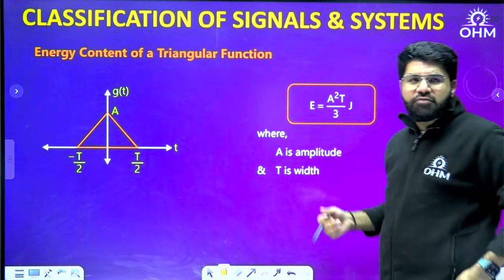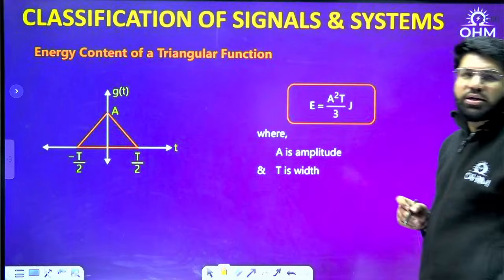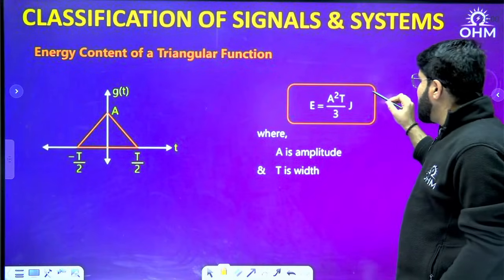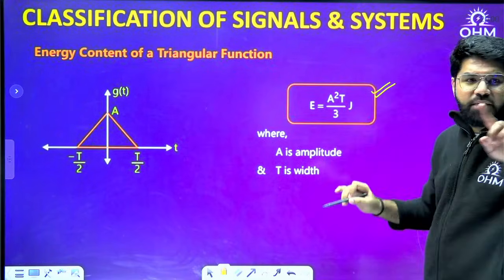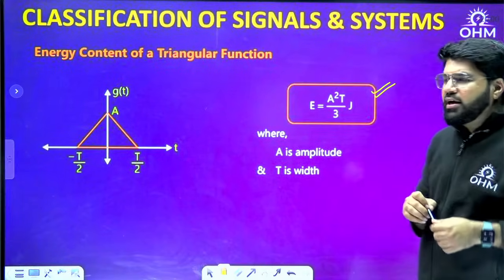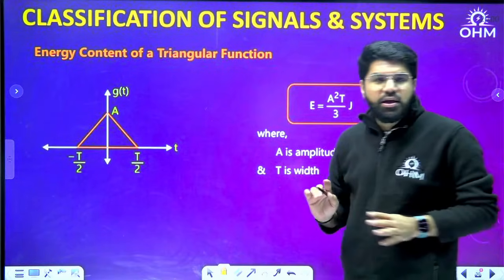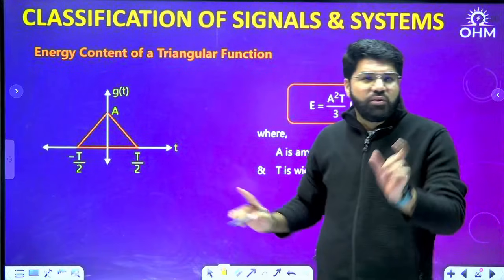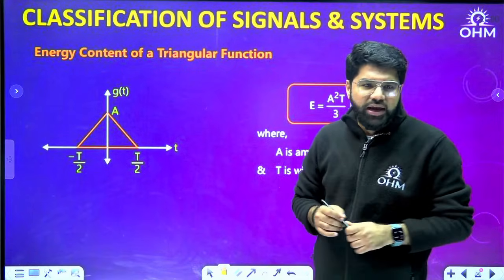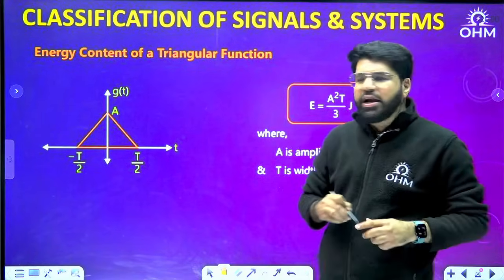Another finite duration signal is the triangular signal. The energy of it is given by A squared T divided by 3. A means the amplitude, the height of the triangle, and T is again the width. Again, the triangle could be placed anywhere. What is important is only the width, the difference between the starting point and the ending point.